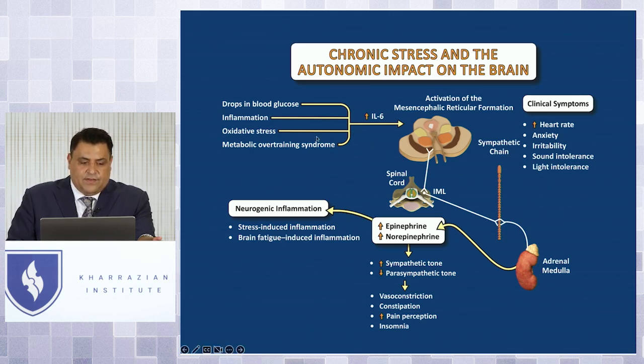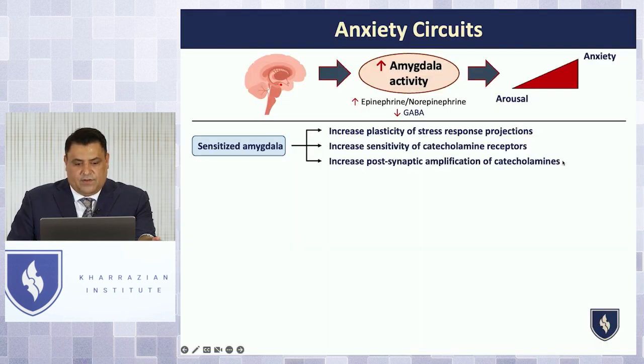So here you can see something driving the midbrain activation system. It could be drops in blood sugar, it could be inflammation, it could be a psychological threat. The intermediolateral cell column gets activated. It activates the sympathetic chain, adrenal activity gets promoted, epinephrine and norepinephrine come out, and then you get increased sympathetic responses: heart rate, anxiety, irritability to sound and light. Those things all start to happen.